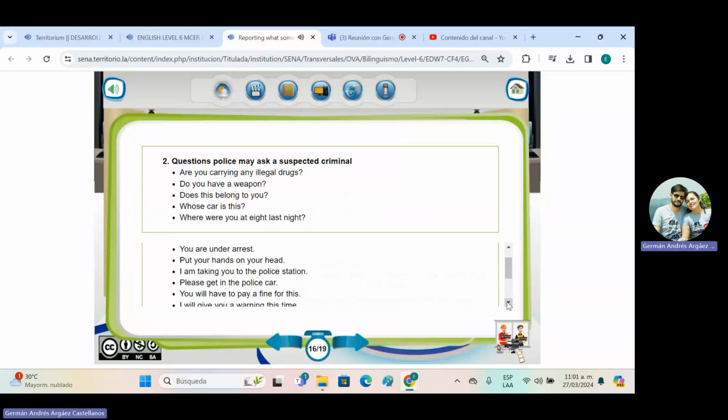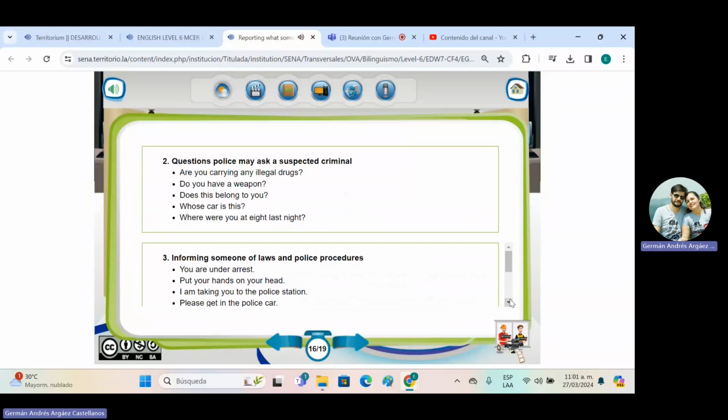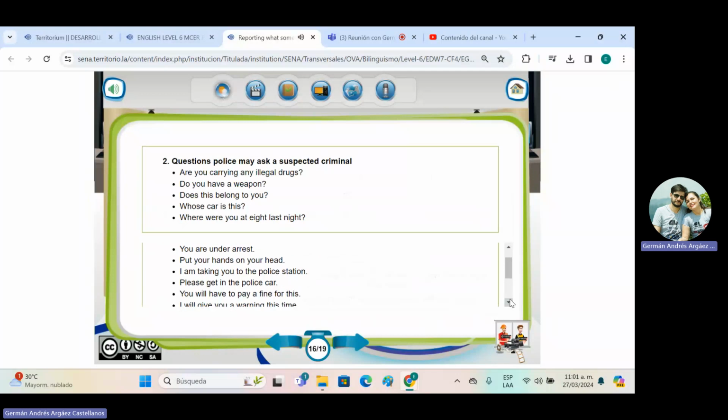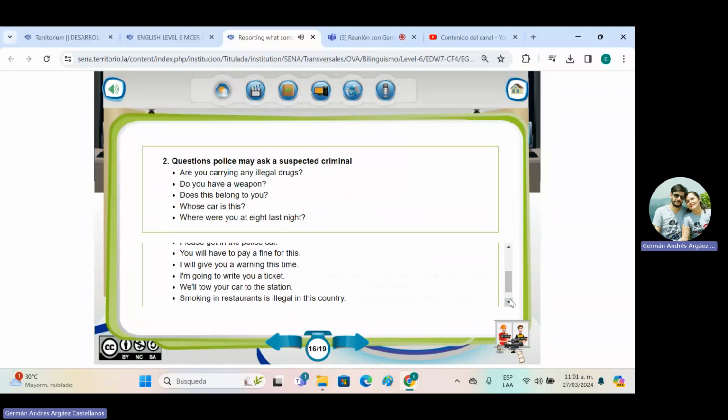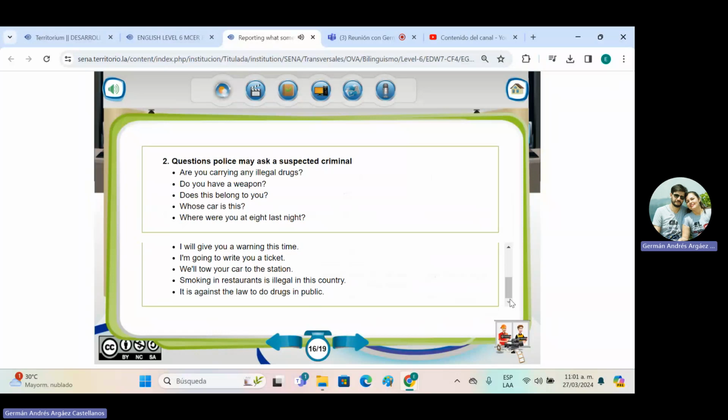3. Informing someone of laws and police procedures. You are under arrest. Put your hands on your head. I am taking you to the police station. Please get into the police car. You will have to pay a fine for this. I will give you a warning this time. I'm going to write you a ticket. We'll tow your car to the station. Smoking in restaurants is illegal in this country. It is against the law to do drugs in public.